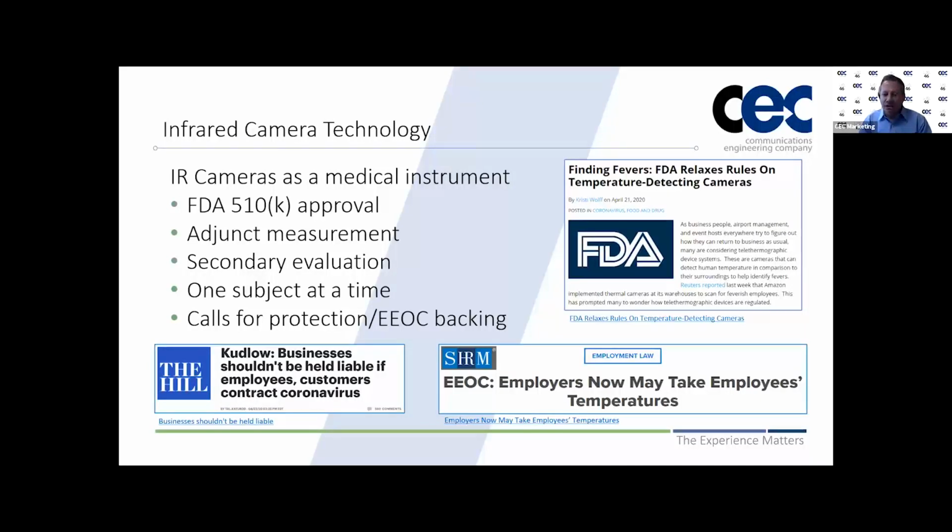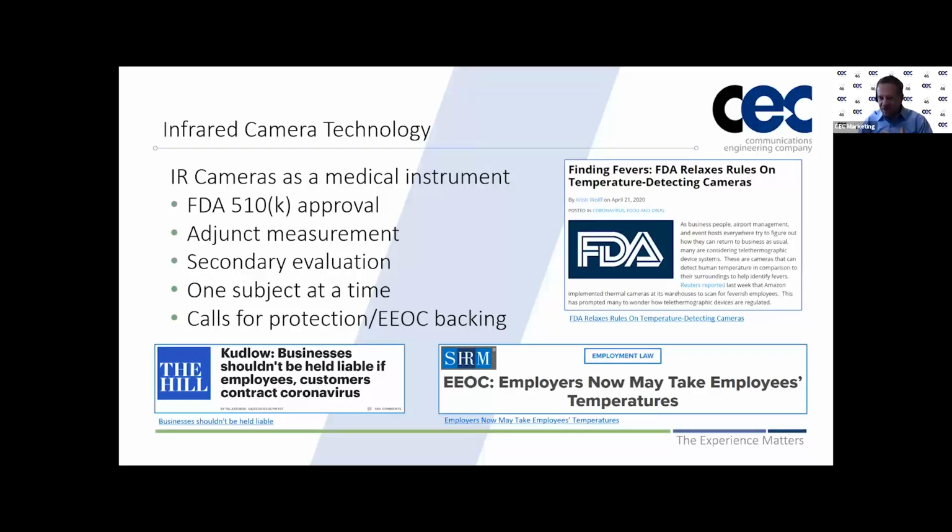Secondly, they also suggest that any elevated body temperature must be confirmed with a secondary evaluation method, such as a clinical grade contact thermometer. So anybody who doesn't pass that initial screening needs to be moved to a secondary evaluation area, and that secondary evaluation needs to be performed. And then thirdly, the FDA recommends that this technology should only measure one subject at a time. So think back to that scenario of everybody leaving mass transit and trying to measure multiple subjects at once. Not recommended per FDA.